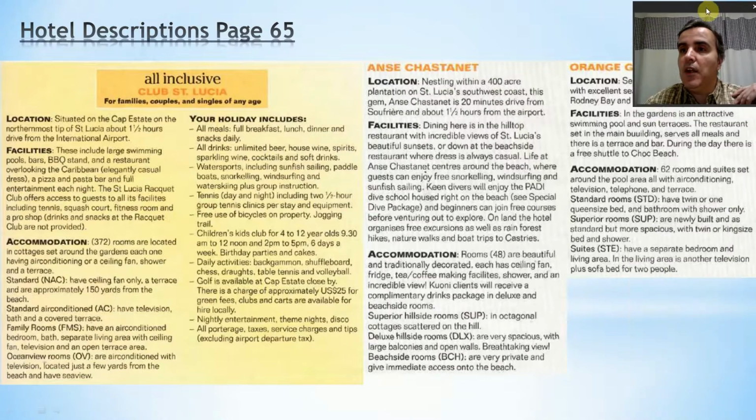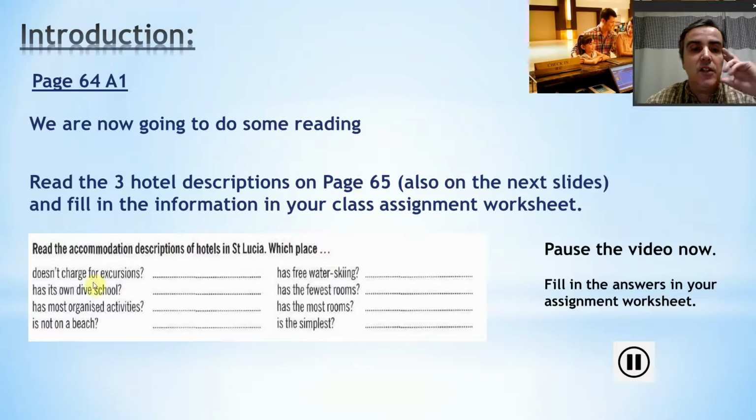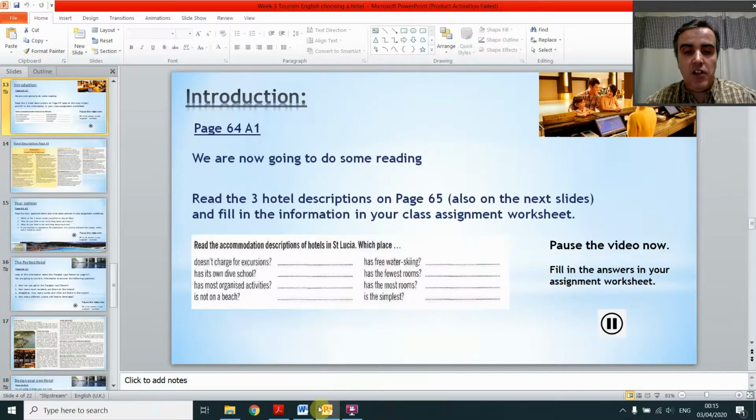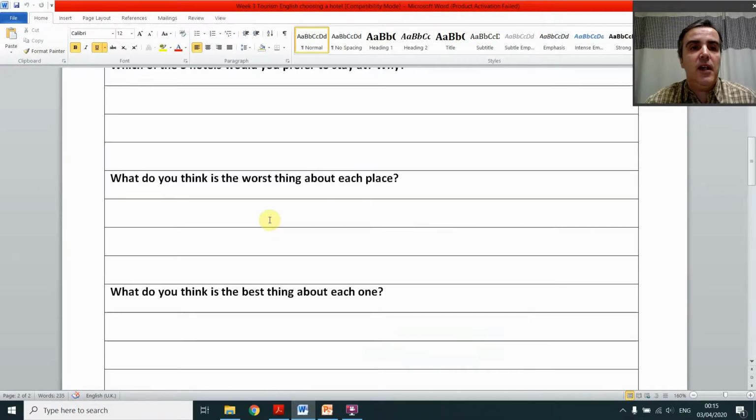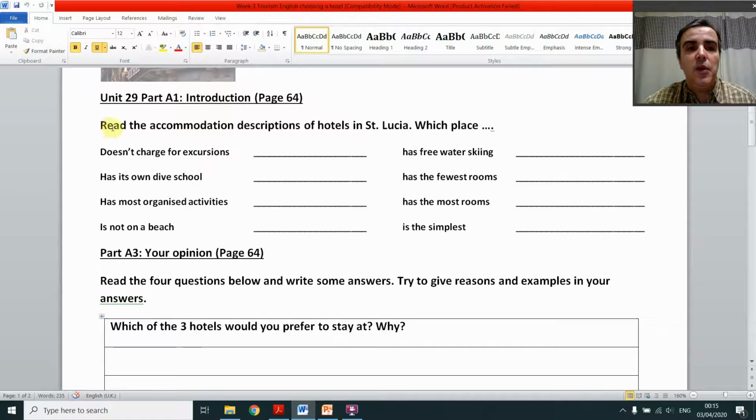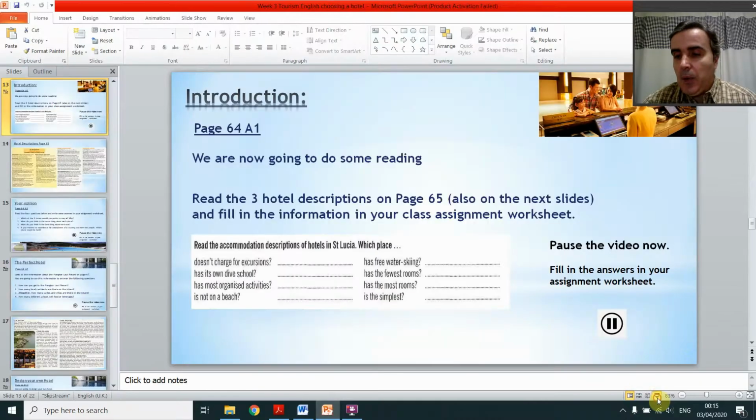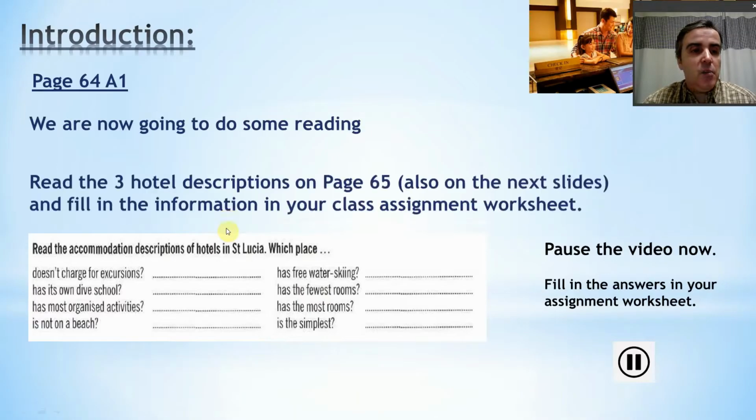And then once we have done that, we can answer these questions. So I have put these in your assignment worksheet. This will be your first part up here. So we will read the accommodation descriptions of hotels in St. Lucia and think about which place each of these has. So we should be able to find which place doesn't charge for excursions. Now, excursions are trips that are organized by the hotel, maybe a guided tour, or it may be a boat trip somewhere.